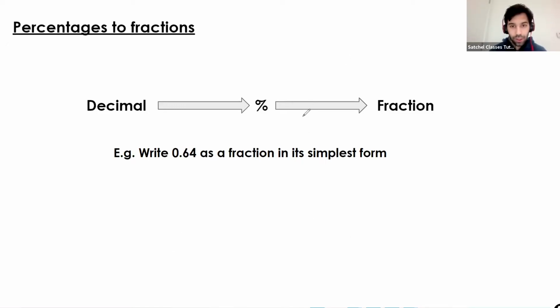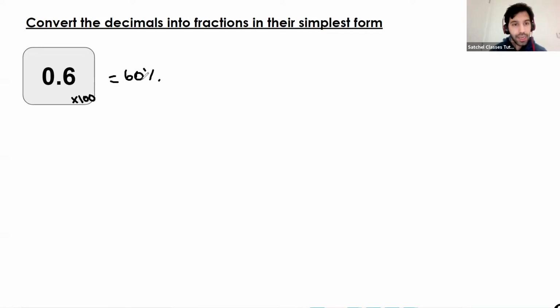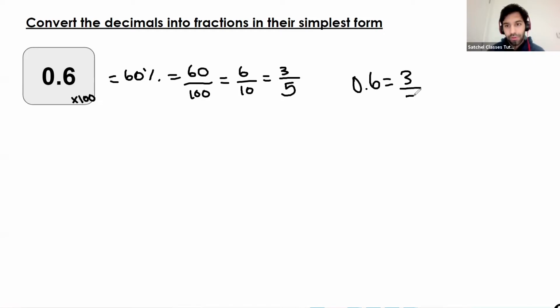Let's do some more examples. So convert the decimals into fractions in their simplest forms. So let's start with 0.6. So 0.6 to a fraction. Well, firstly, I'm going to convert this into a percentage. So I'm going to multiply 0.6 by 100. That's going to give me 60%. 60% is the same as 60 over 100, which can be simplified to 6 over 10, which can be simplified to 3 over 5. So 0.6 is equal to 3 over 5 in its simplest form.